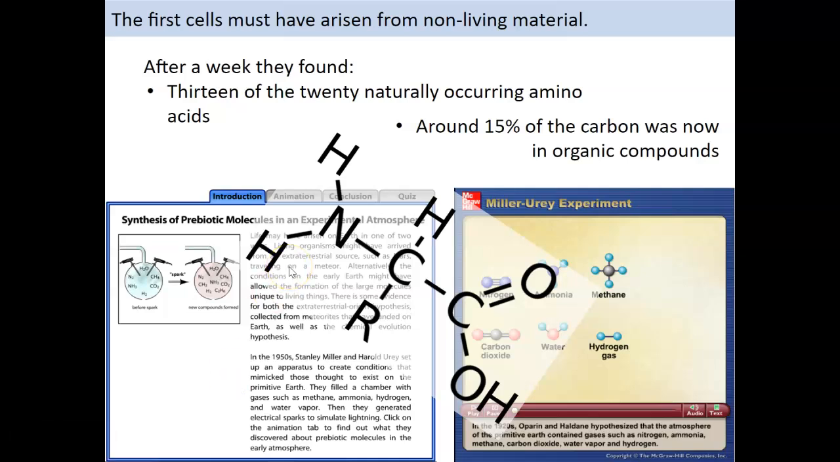After a week, they found that they did. 13 of the 20 amino acids did actually form. About 15% of the carbon that used to be inorganic was now in an organic form. So that was pretty big. And of those organic compounds, about 2% of them were the amino acids. That means there were other molecules that formed as well, other organic molecules, like some simple lipids, for example, formed as well in the solution. So next we'll watch a video explaining the experiment of Miller and Urey.